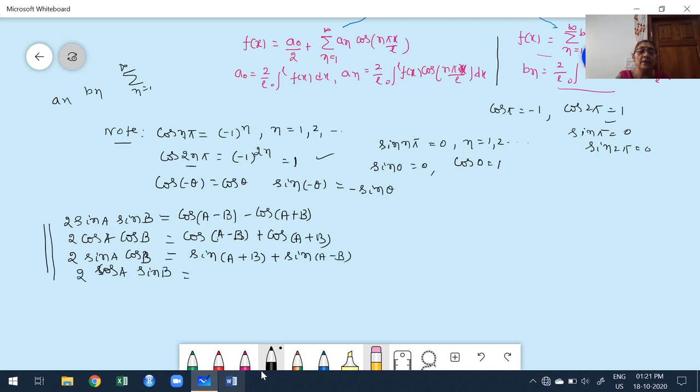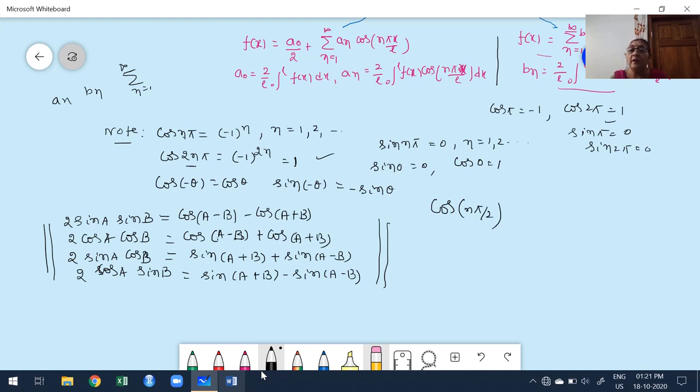So 2 cos A sin B is sin of A plus B minus sin of A minus B. You must remember these formulas while solving problems, it is very important. Also, most students get confused here, especially for cos of n pi by 2.